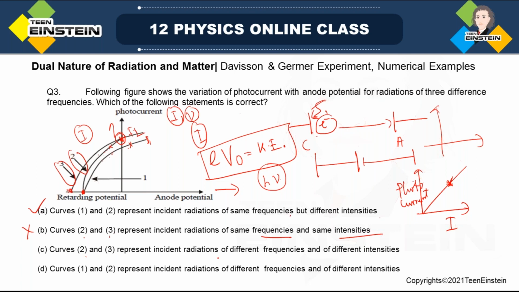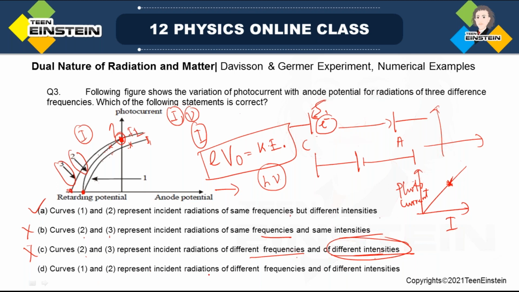Curve 2 and 3 represent that radiations have different frequencies, true, but they have different intensity. That is not true. So that's why this is also not true. They actually have the same intensity because their saturation current value here is the same, so intensity must be the same for curve 2 and curve 3. But here they are saying that this is different.